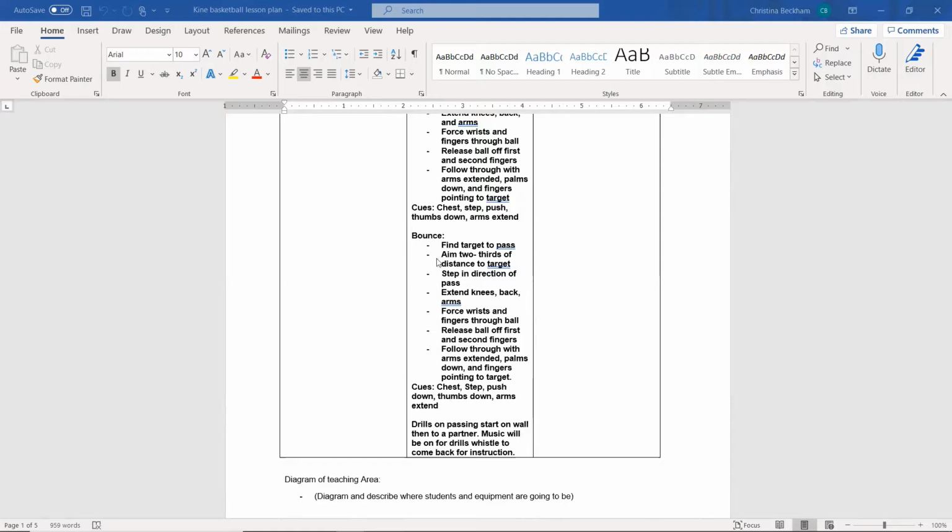Drills for both the chest and the bounce pass are to start on a wall, then transfer to a partner. Music will be on for both of the drills, and a whistle will be used in order for them to come back for instruction.